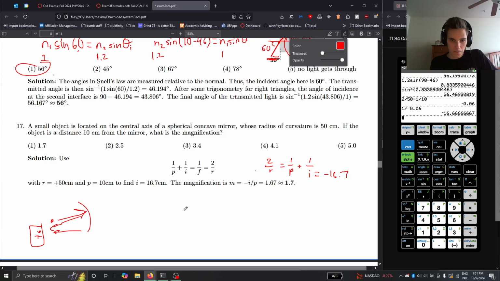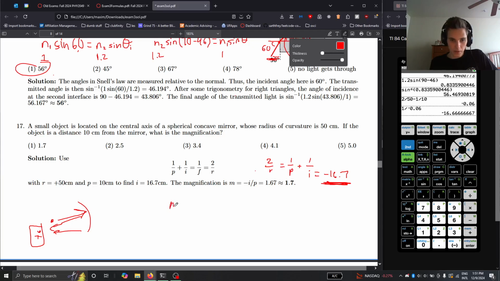Is that correct? I feel like I have screwed up the signage somehow. No, I don't think I have actually. So this is our I. Was I wrong about this? Is this not supposed to be positive? Whatever. We get our I.